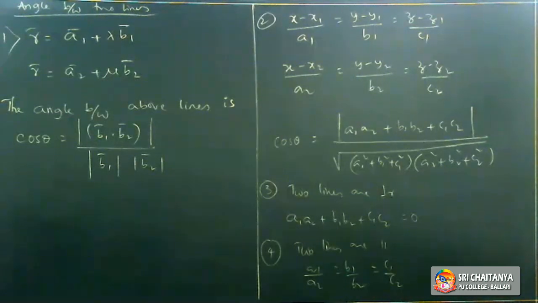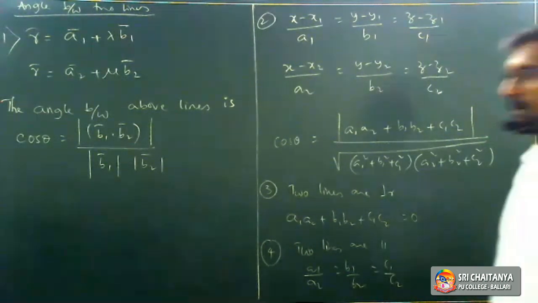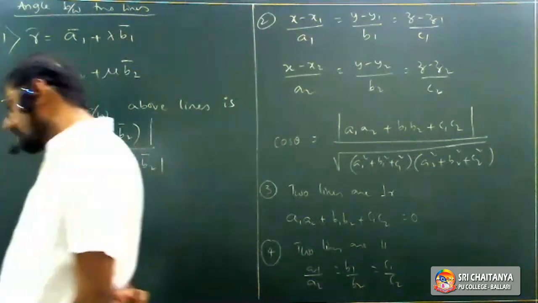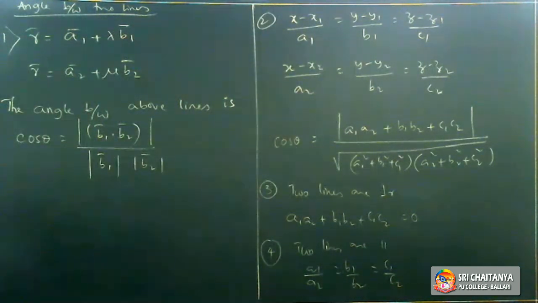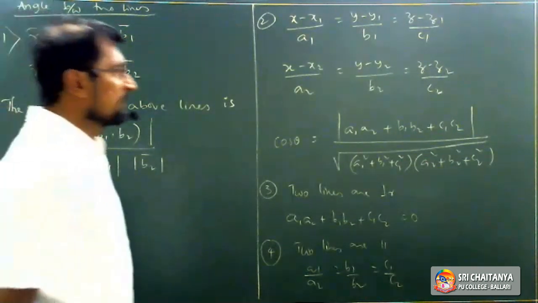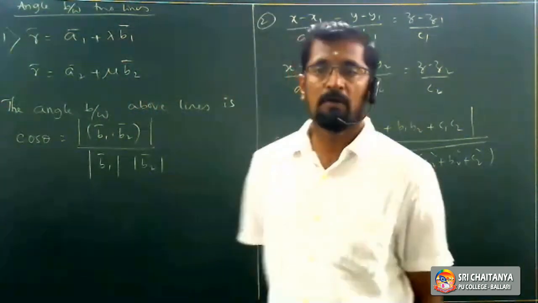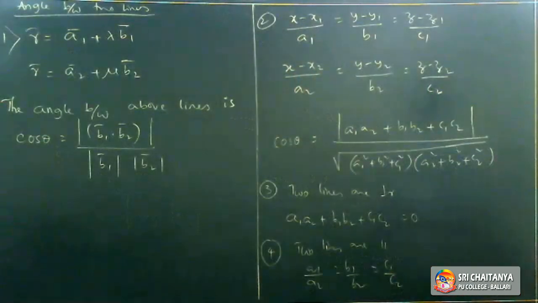is given by cos theta is equal to the magnitude of a1 a2 plus b1 b2 plus c1 c2 upon root of a1 square plus b1 square plus c1 square into root of a2 square plus b2 square plus c2 square.